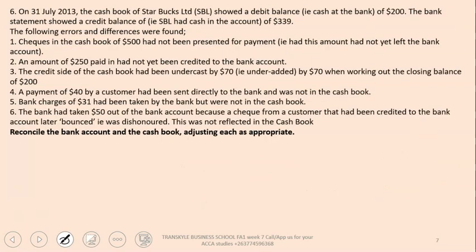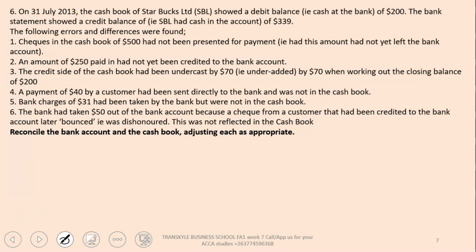Now question 6 is almost the same as question 5, but we just have to go through it. On 31st July 2013, the cash book of Starbucks Limited showed a debit balance, that is cash at bank, of $200. The bank statement showed a credit balance of 339. So both the cash book and the bank statement were showing that we have money. However, the following errors were found.